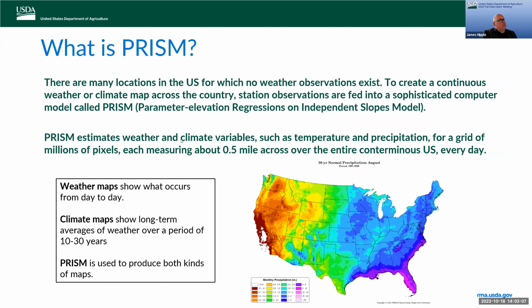Going into a little bit about what PRISM is. PRISM is a gridded data set of both weather and climate variables produced by Oregon State University. PRISM is the parameter elevation regression on independent slopes model. It estimates weather and climate variables such as temperature and precipitation for a grid of millions of pixels. And its resolution is about a quarter mile across the entire continental US for every day.